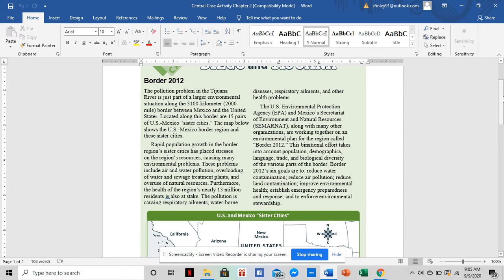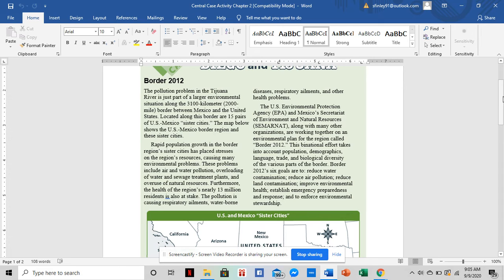They also want to establish emergency preparedness and response, meaning they want to establish a response team, a response group that is prepared to respond in case of an environmental disaster. Just in case something goes drastically wrong, they want to have a group ready to respond to that disaster at any given time. And they also want to enforce environmental stewardship.